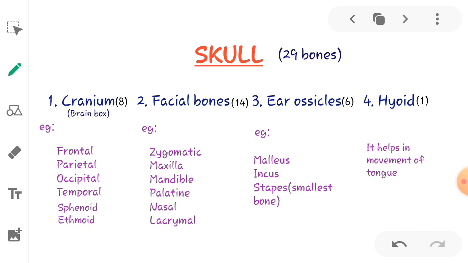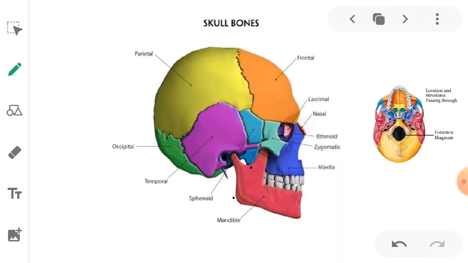It is also known as brain box as it is protecting brain inside it. The different cranium bones are given here: frontal, parietal, occipital, temporal, sphenoid, ethmoid. Here in the picture, you can easily view the orange area. It represents frontal, yellow parietal, green occipital, pink temporal. Just beside temporal, blue portion is sphenoid. Ethmoid is not visible from the side view of skull. It is present inside the skull.